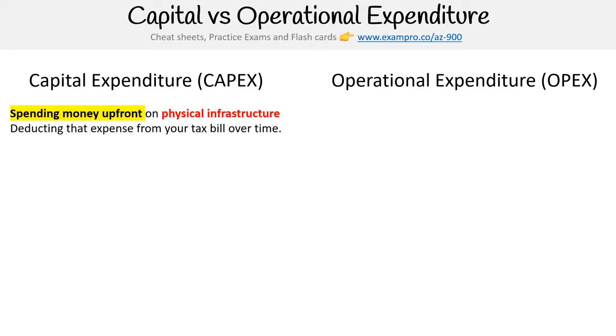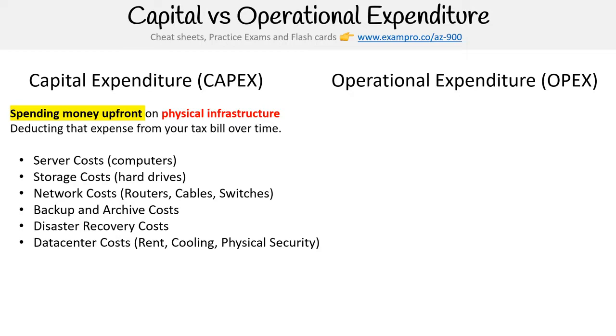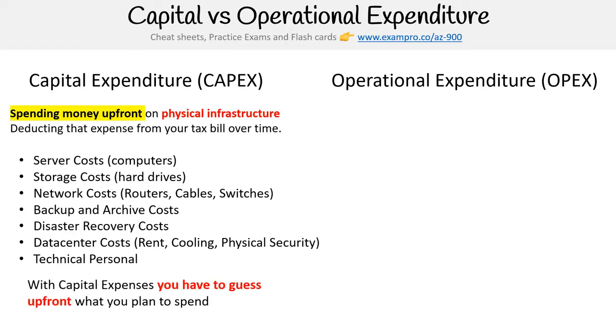But let's talk about some of the things that would be considered a capital expense. So again, it's anything that's physical and then you're buying it with money up front. So computers, so that would be your server costs. If you were to buy hard drives, that'd be your storage costs. If you bought routers, cables, and switches for your network. If you were purchasing things for backup and archive costs. If you had disaster recovery, so like an uninterruptible power supply would be an example of that. You have your data center costs, so that's your rent, cooling, physical security. Your technical personnel, so you're hiring people to do things for you. And so with capital expenses, you have to guess upfront what you plan to spend.